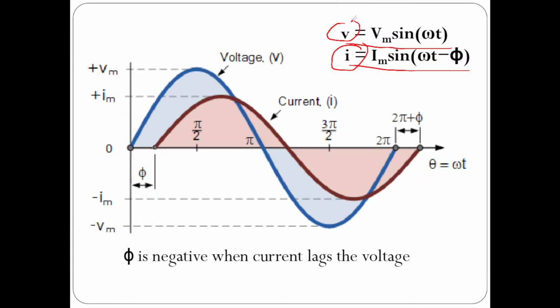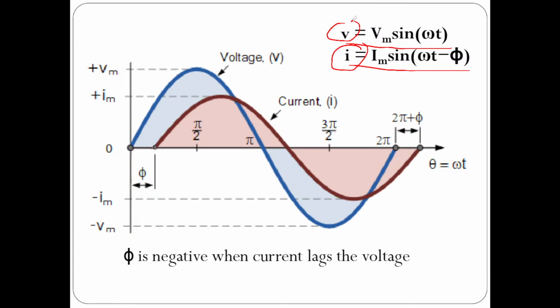Now we know instantaneous power. What is it? P equals Vi. V is Vm sin omega t, and I is Im sin(omega t minus phi). We have assumed that current lags voltage by an angle of phi. That's why it is omega t minus phi.